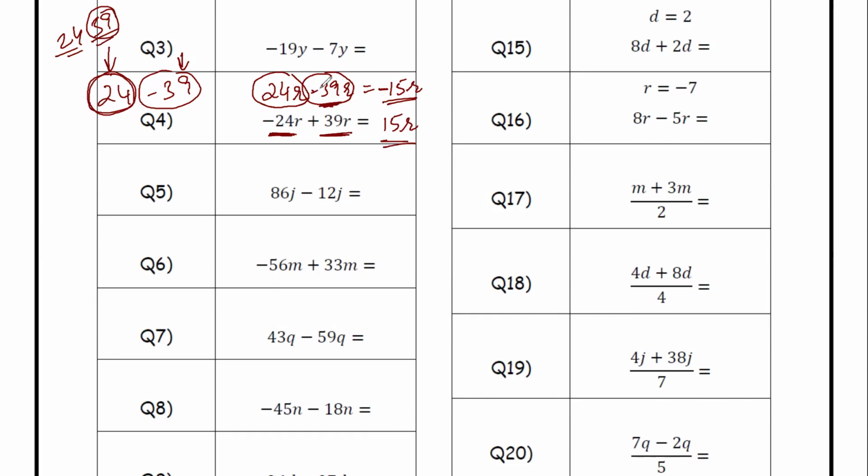Now, whatever the sign of the bigger absolute value, you'll take that sign of that number as the sign for the outcome, the sign for the difference. Okay.